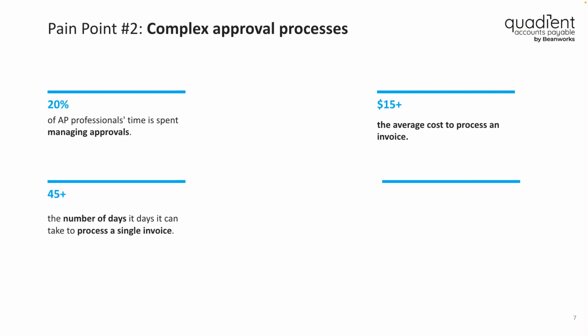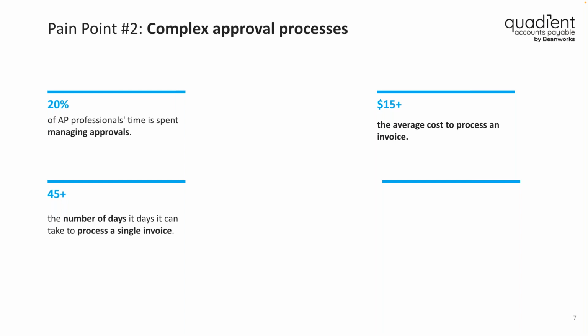So let's explore our second pain point, the approval process. If you've spent days knocking on doors and chasing signatures, you're not alone. We've surveyed over 200 AP professionals and found that they spent on average 20% of their time managing approvals. Add that to the time spent on manual data entry, and we're up to 77%. We're running out of the day already.